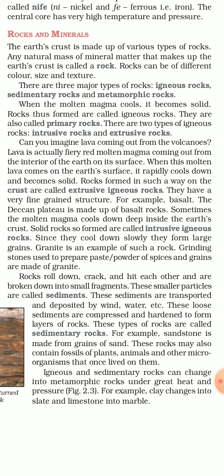Extrusive igneous rocks are formed by the rapid cooling of molten magma on the Earth's surface. They are smooth, crystalline, and fine grained and are also known as volcanic rock. An example of extrusive igneous rocks is basalt. The Deccan Plateau is made up of basalt rocks.